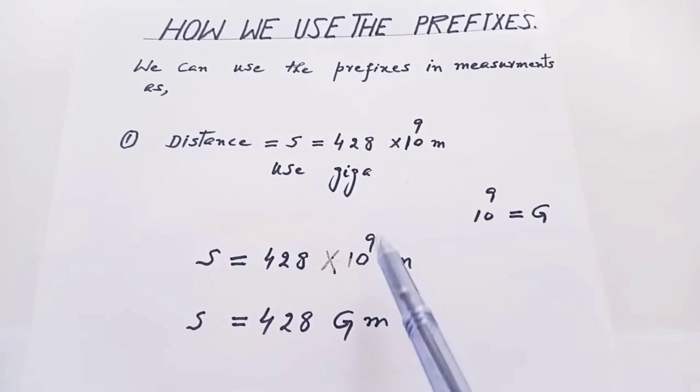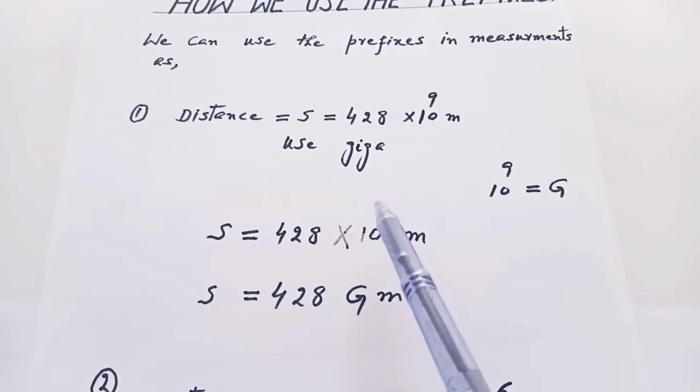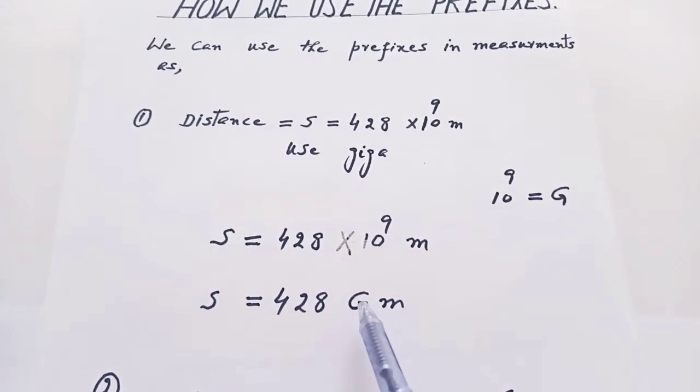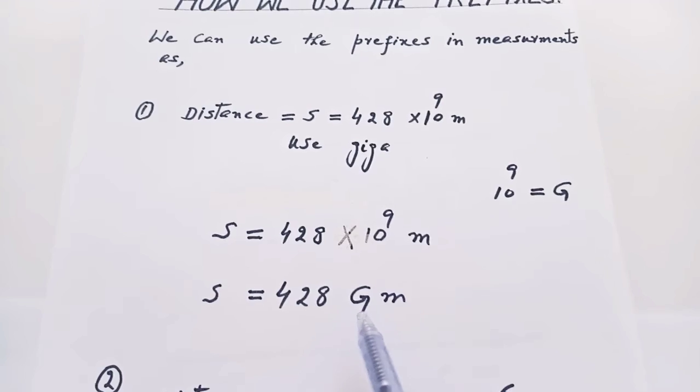Now 10 power 9 is equal to giga. Here we use 428, and in place of 10 power 9 we use giga, G. So 10 power 9 is G, the gigameter. So here we have used giga as the prefix.